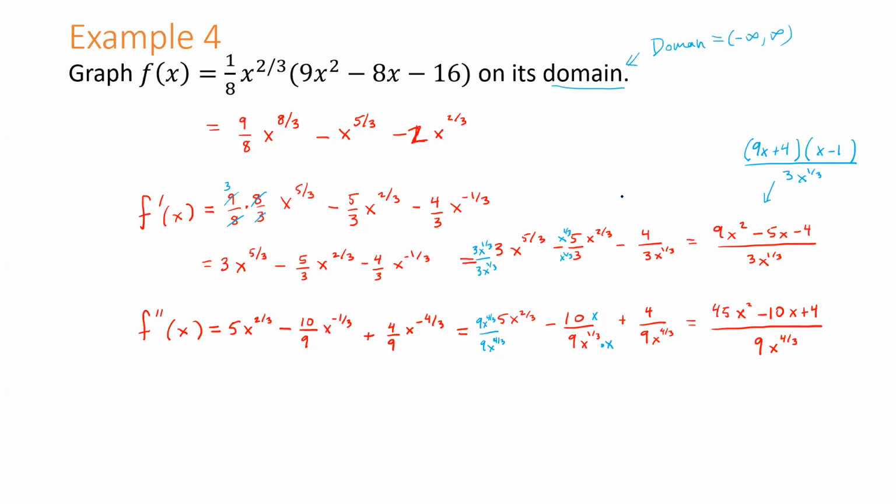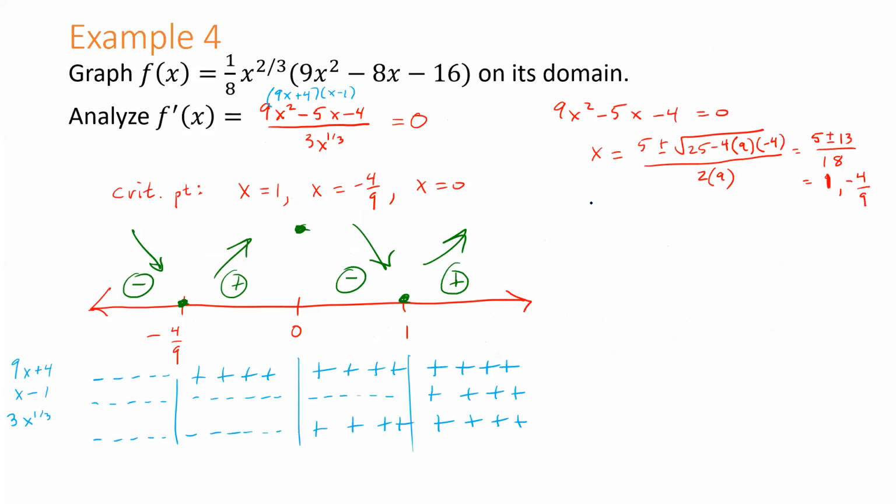So that's what we wound up doing here on the next page, was to make a sign chart for this guy, where we found those critical points by setting the numerator and denominator equal to 0. So that split up our number line like this. I looked at how those three factors, 9x plus 4, x minus 1, 3x to the 1/3, how those three factors change sign on each of those intervals.